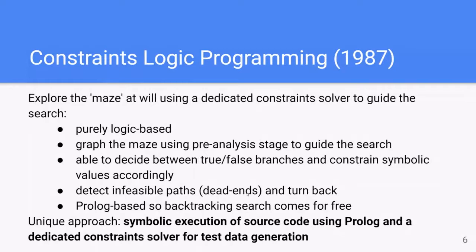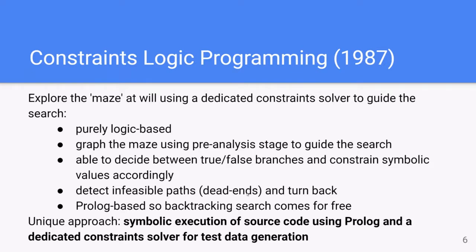On the side of the constraint solver, we use constraint logic programming, which is a much more recent development. We explore the maze at will using a dedicated constraint solver to guide the search. It's purely logic-based. We use a graph of the maze from a pre-analysis stage to guide the search so that we don't have to go into areas of the maze graph that have already been explored, for example. We're able to decide between the true and false branch and constrain symbolic values accordingly so that we can focus on parts of the maze that haven't been explored yet.